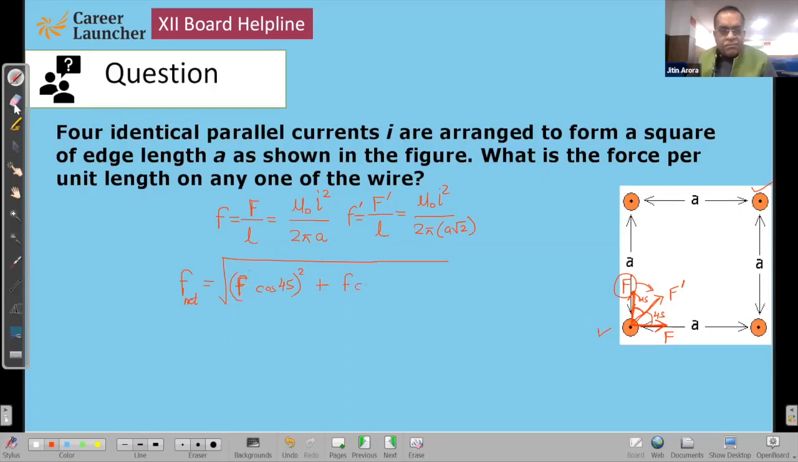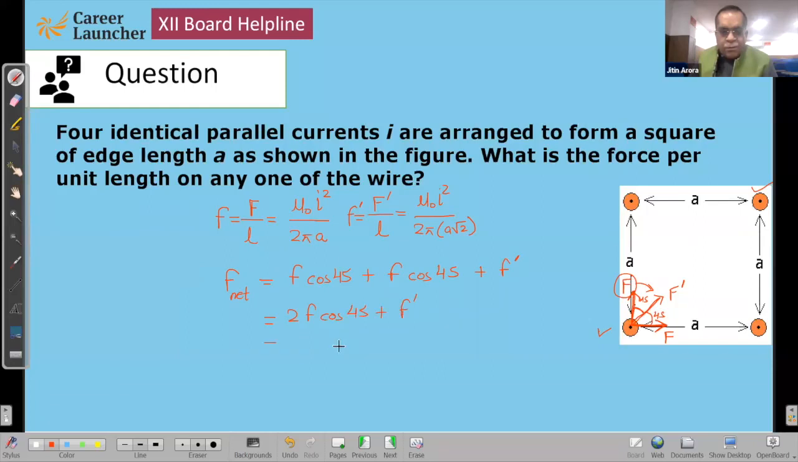वो वाला काम नहीं करते हैं, बेसिकली हमें कंपोनेंट्स ही ऐड कर सीधे हम कह देते हैं कि एफ नेट विल बी इक्वल टू एफ कॉस 45 plus f cos 45 plus f dash. So this is what will give you the answer. So it's equal to 2f cos 45 plus f dash.